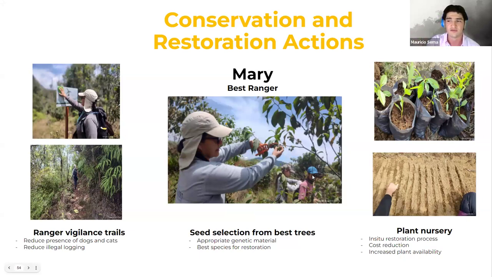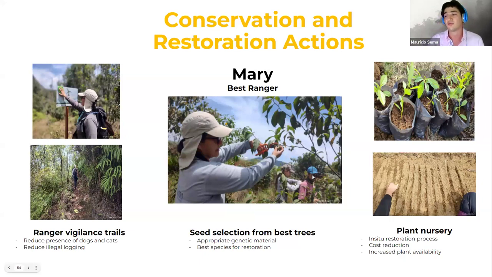She's been doing vigilance trails in order to reduce the presence of dogs and cats that are a real threat to biodiversity and to all the wildlife that we can find in El Globo. And because of the vigilance trails, she's also reduced the illegal logging on this farm that I showed you. She's also been selecting seeds from the best trees.